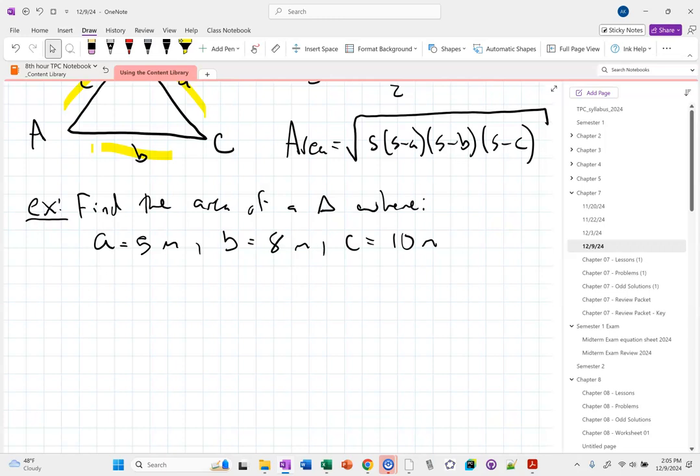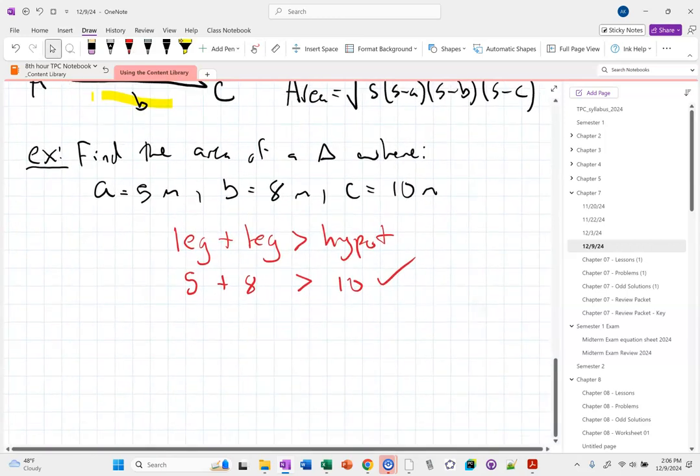What do you remember we have to check first before we can dive into a side, side, side situation? Great, yes, we have to make sure a triangle is possible. The way we check that is the sum of the two legs has to be greater than the hypotenuse. How do I know the hypotenuse is 10? 10 is the biggest number, right? So that's good. Triangle is possible.